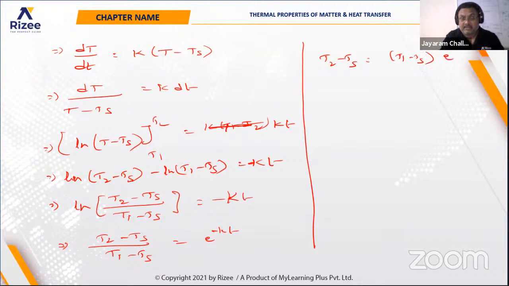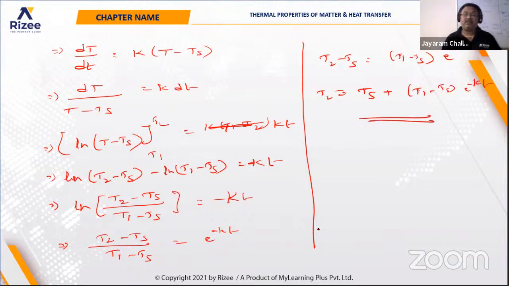On solving this, I can get T2 minus Ts is equal to T1 minus Ts into e to the power of minus kt, or T2 is equal to the temperature of the surroundings plus T1 minus Ts into e to the power of minus kt. So this is how you can get the Newton's law of cooling relationship. When you plot a graph of the log of this quantity against time, you get a straight line with a negative slope, minus sign will be there. So please be careful of this. He can ask you in any different formats.